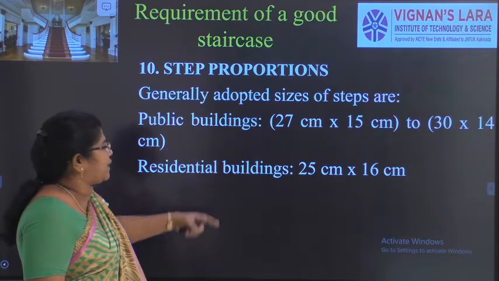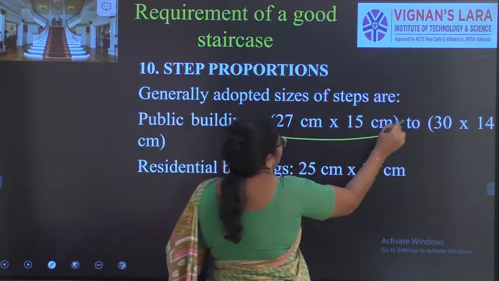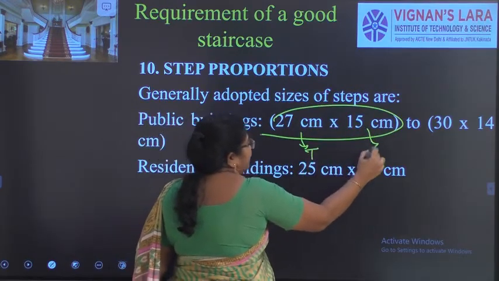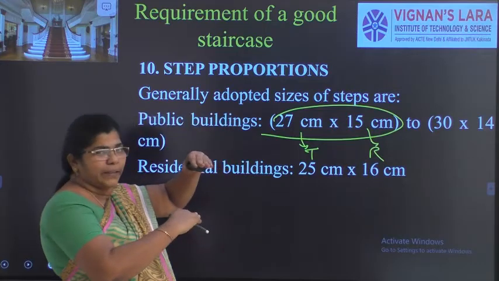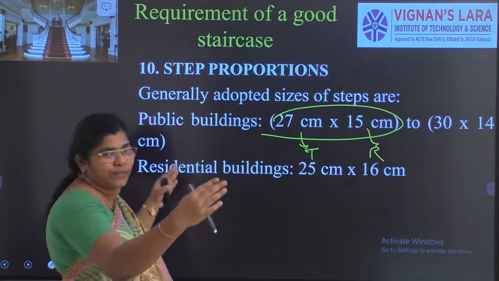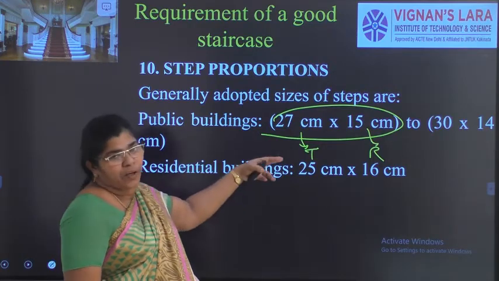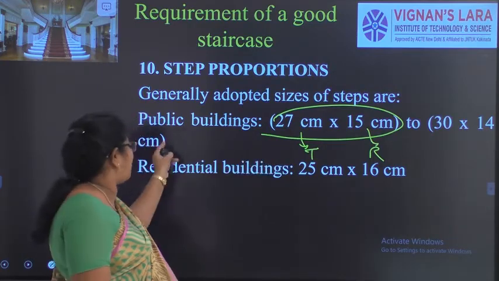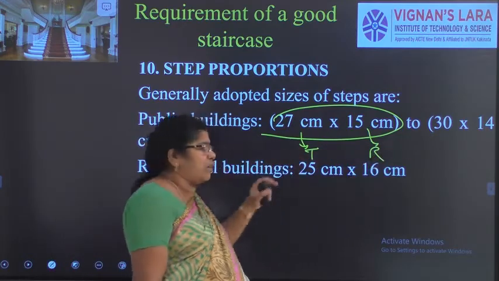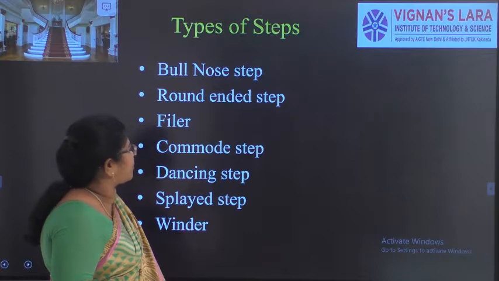So for public buildings we have a rise and a thread. This is the horizontal distance, this is the rise, this is the thread. We have to have 15 centimeter height and we can go for 27 centimeter, that is 270 mm. That is the approximate thing. The maximum is 30 centimeter by 14 centimeter height.